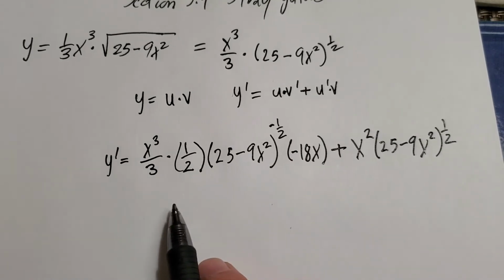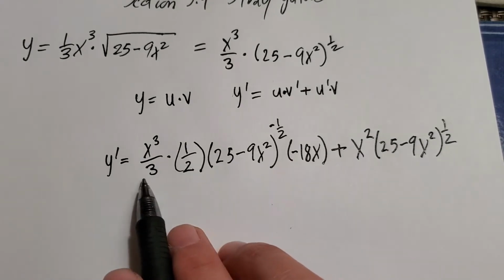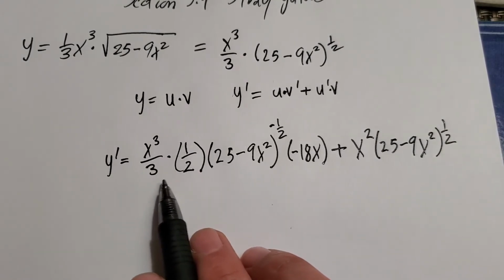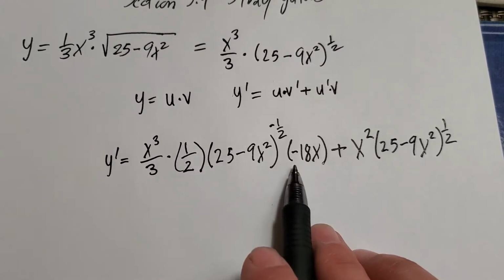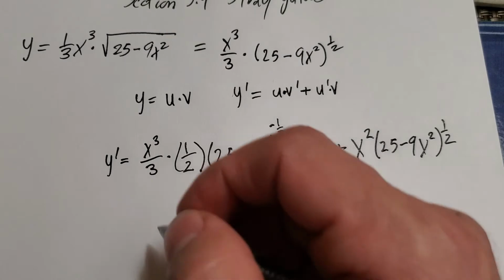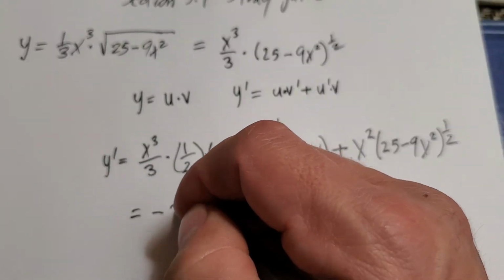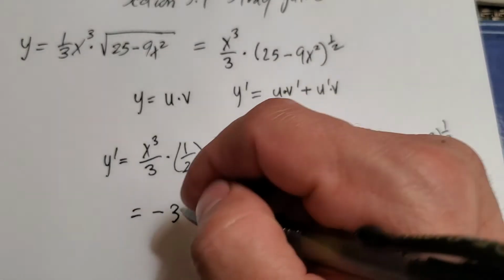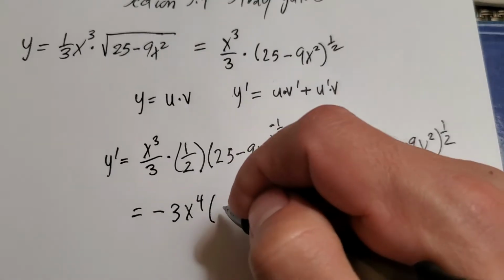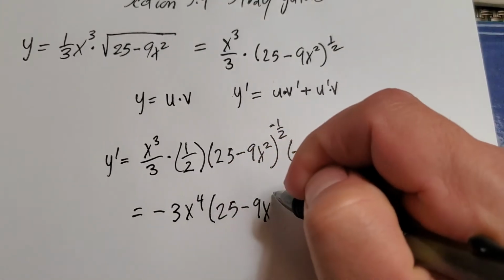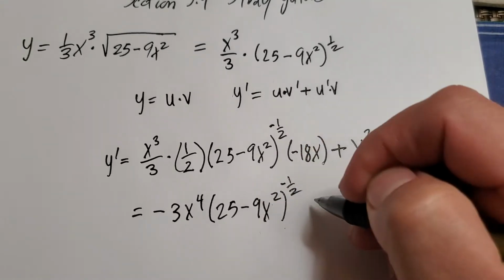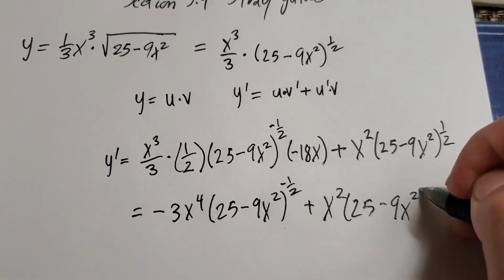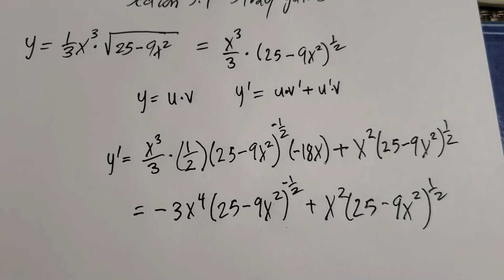Now let's simplify as much as we can. Down here we have 3 times 2, up here we have negative 18. So negative 18 divided by 3 times 2, or divided by 6, is going to be negative 3, times x cubed times x is x to the 4th. And then we just bring everything else down. We can't really combine anything over here.